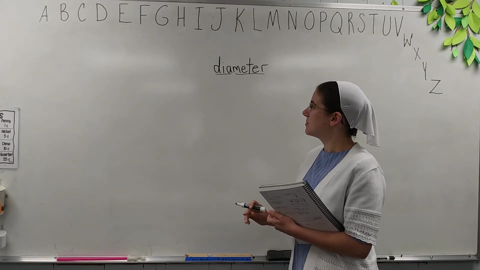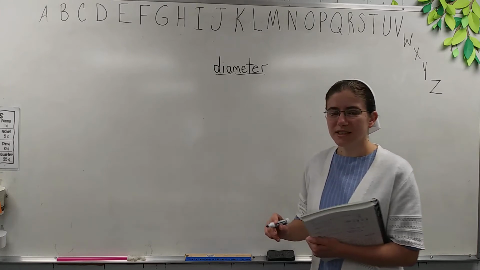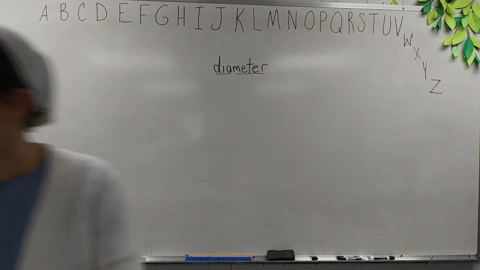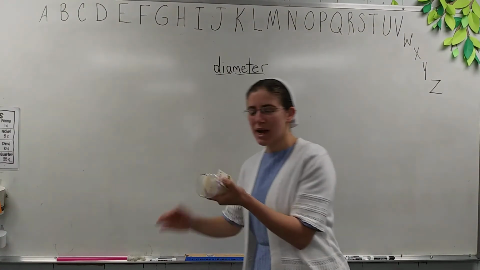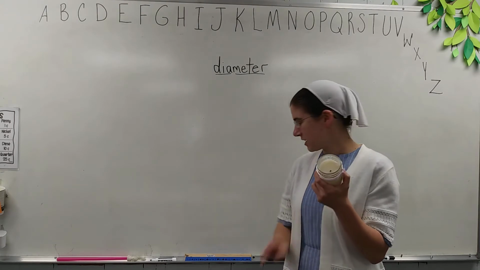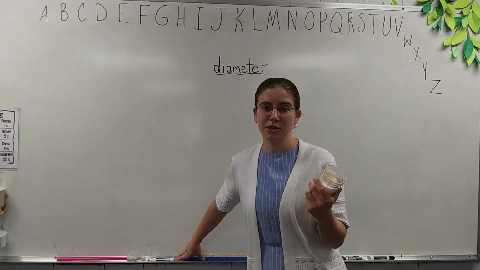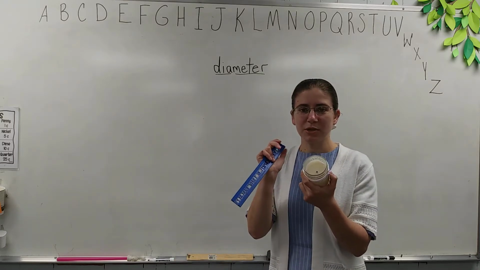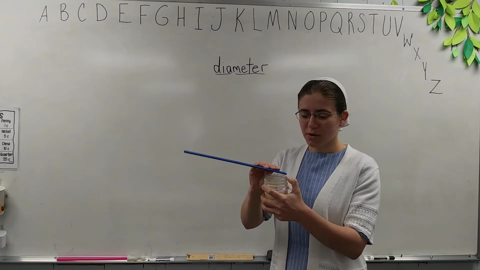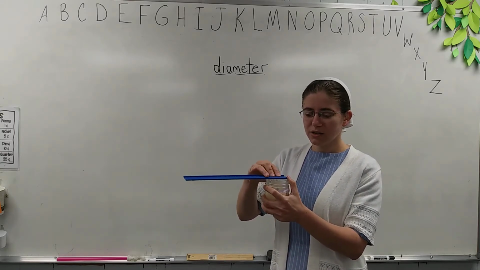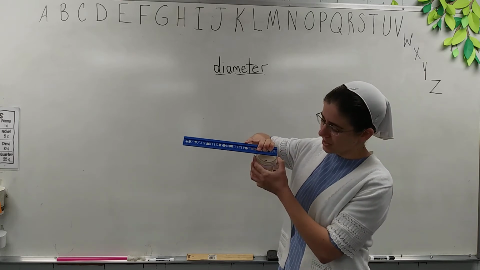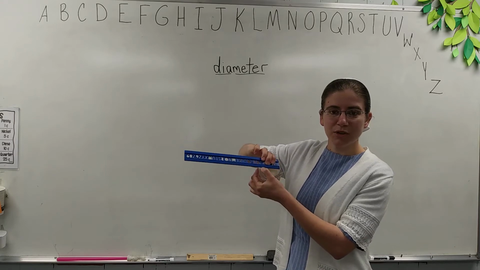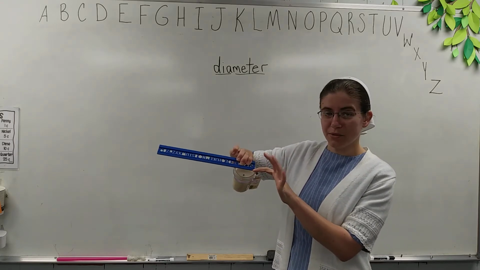So diameter is the distance across a circle. So here I have a candle, and it has a round top. See the round opening? So if I would like to find the diameter of the top of this jar, the diameter of my circle, then I'm going to measure from one side to the other, right through the middle. So that's almost 2.5 inches. The diameter would be almost 2.5 inches. So a line right through the middle.